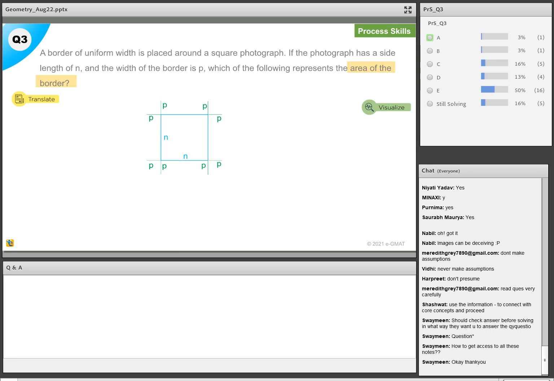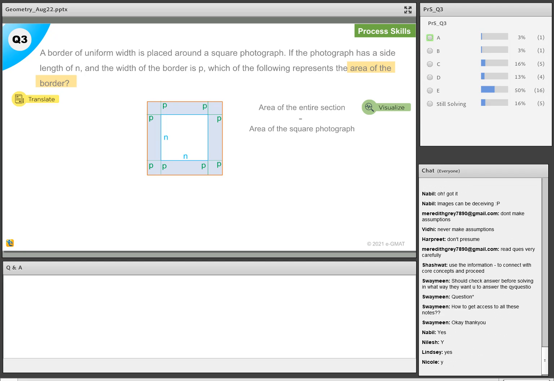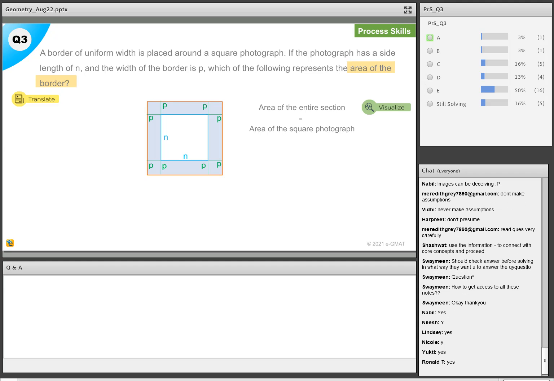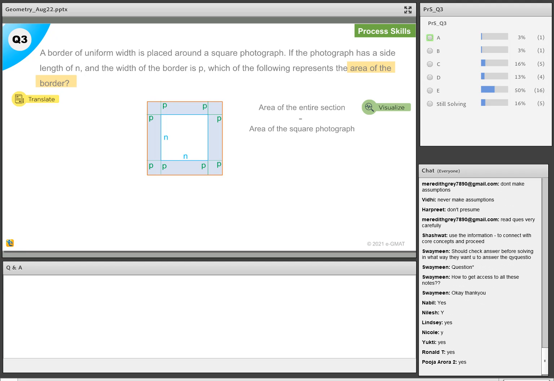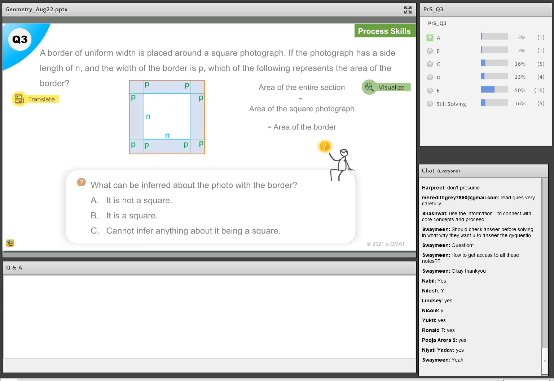Okay, perfect. We'll just try to visualize over here, and this is my entire section. This is the area of the entire section. If I subtract the area of the photograph, I would get the area of the border, yes or no? From the entire section, if I subtract the area of the photograph, I'll get the area of the border, right? All right, perfect, absolutely correct. Now that we know about this, what's the next step? I need to calculate the area of the entire section and the area of the photograph.